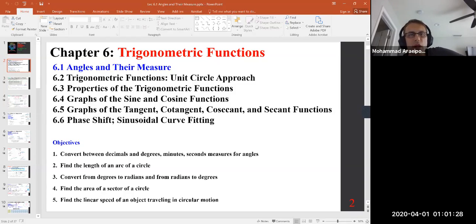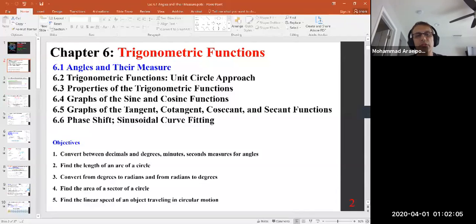We are going to look at sinusoidal curves and the concept of a phase shift. That's what we are going to cover in this chapter, in this section. We are going to look at the conversion among various units such as degrees, minutes, seconds, and so forth. Length: we're going to look at how we calculate the length of an arc, the area of a sector, conversion between degrees and radians, and linear speed and angular speed of an object.